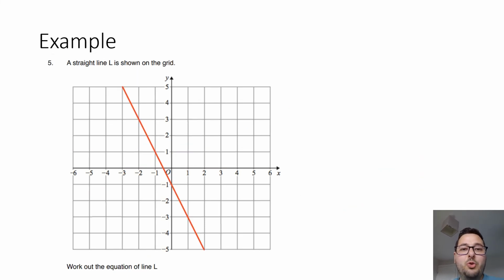Okay, and one final question. Feel free to have a go. So let's again look at where it crosses the y-axis, and here it looks to be minus 1. So c is minus 1. And what is our gradient?